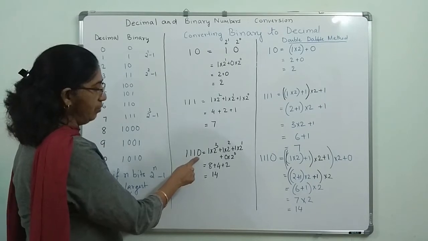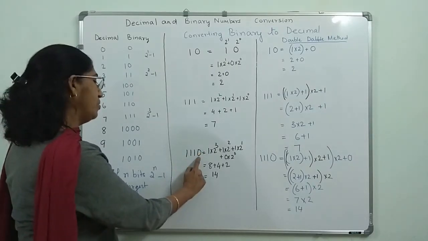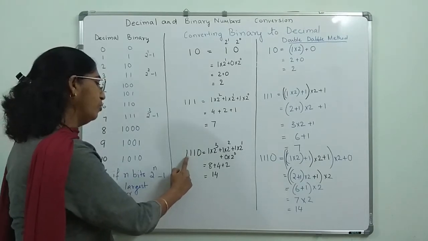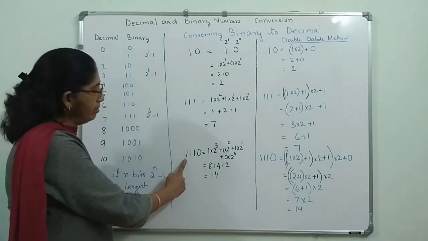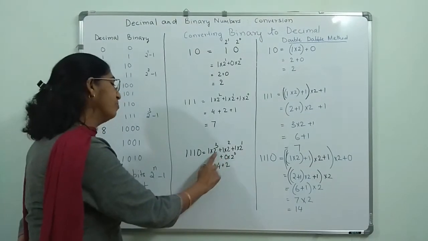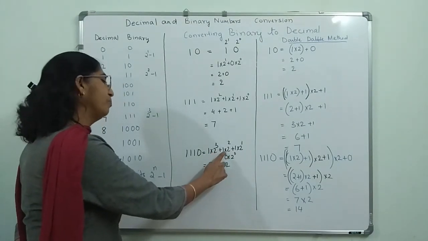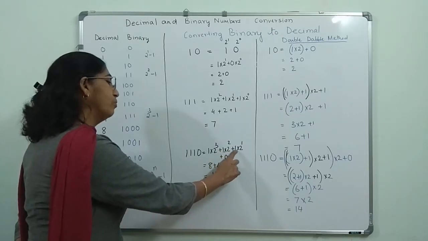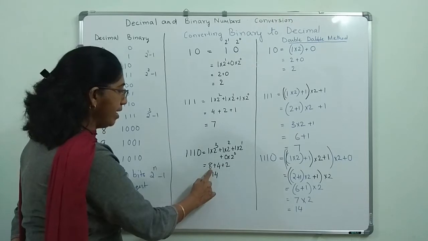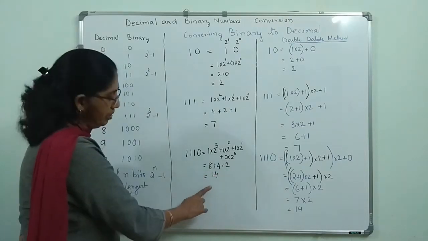1, 1, 1, 0. To get the position, this is 2 raised to 0, 2 raised to 1, 2 raised to 2, 2 raised to 3. So this is a weighted value. So multiply the corresponding digits by its weight. You get 1 into 2 raised to 3, 1 into 2 raised to 2, 1 into 2 raised to 1, plus 0 into 2 raised to 0. That is 8 plus 4 plus 2, which is equal to 14.